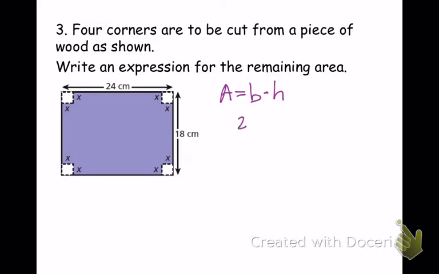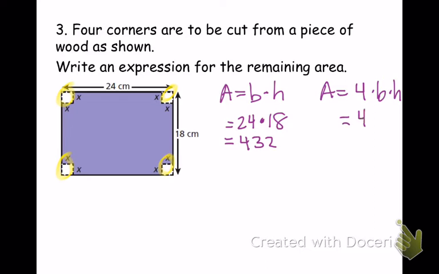So we're going to do 24 times 18. We get 432. Now this is the area of the entire rectangle, but we have to take into account the removal of those 4 little squares on the corners. So we're going to figure out the base and height of the 4 of these. So it's going to be 4 times base times height, because there's 4 equal. They're all the same. The base and the height of each square is x times x, or just 4x squared.